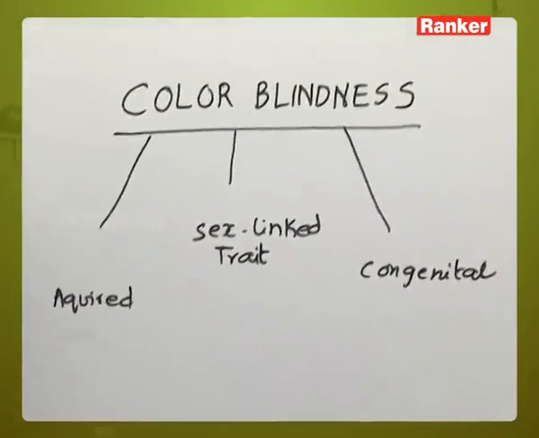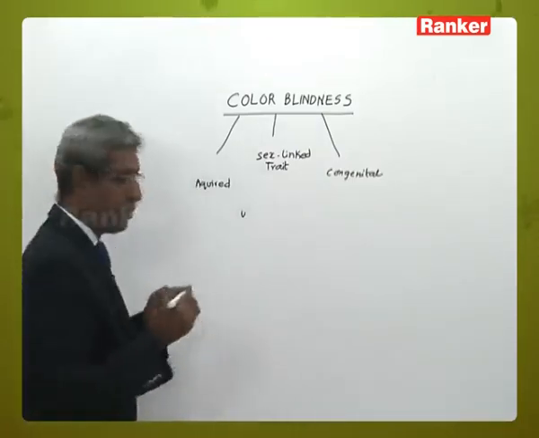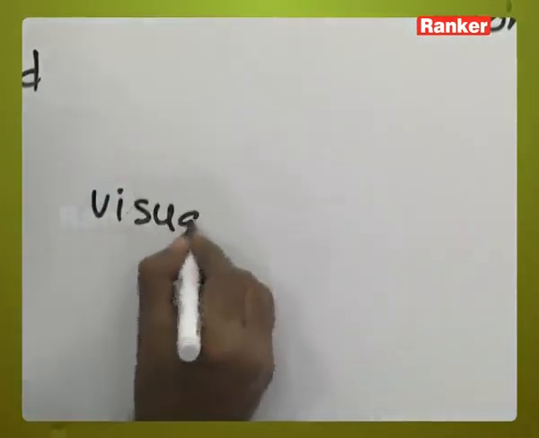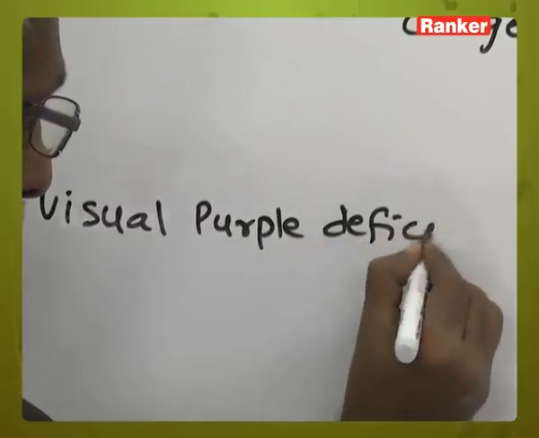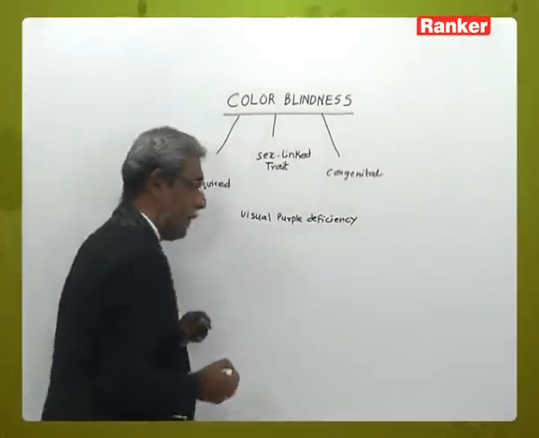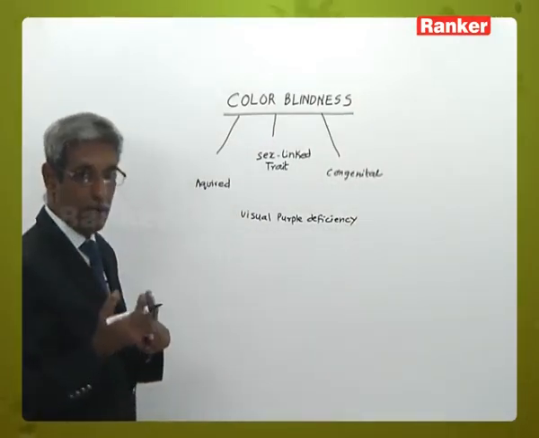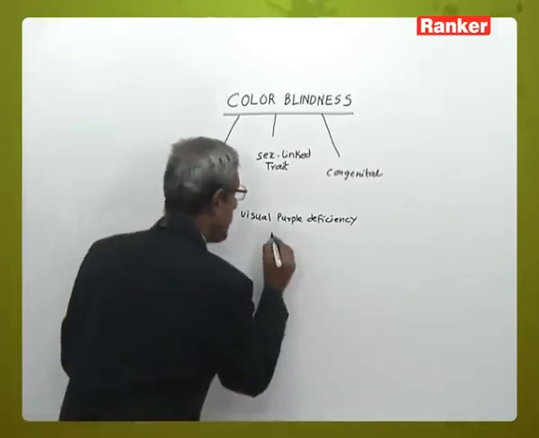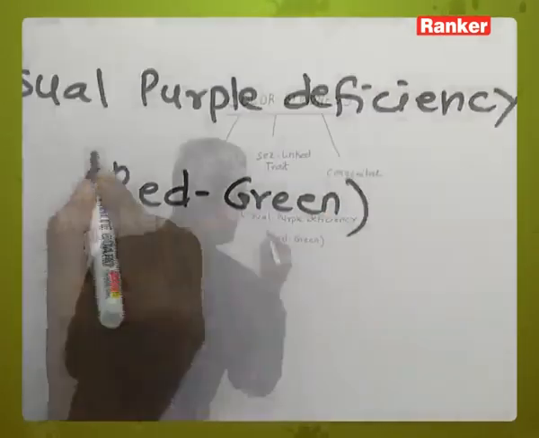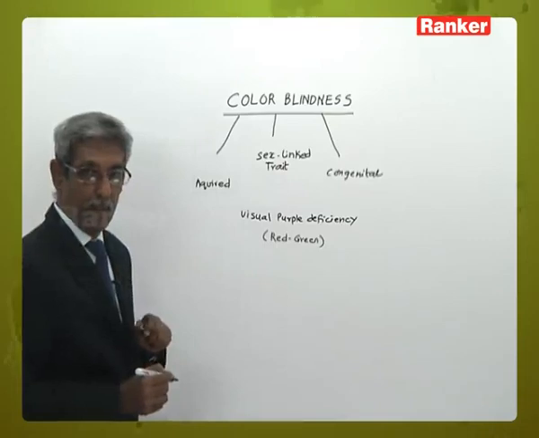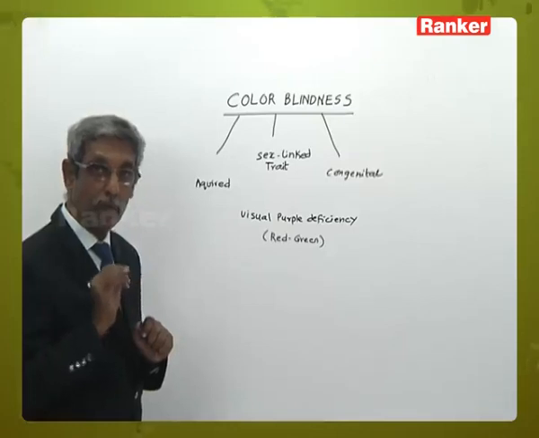The pattern of color blindness primarily refers to visual purple deficiency. People cannot distinguish between red and green. The visual purple deficiency is due to the interference of the retinal rods.